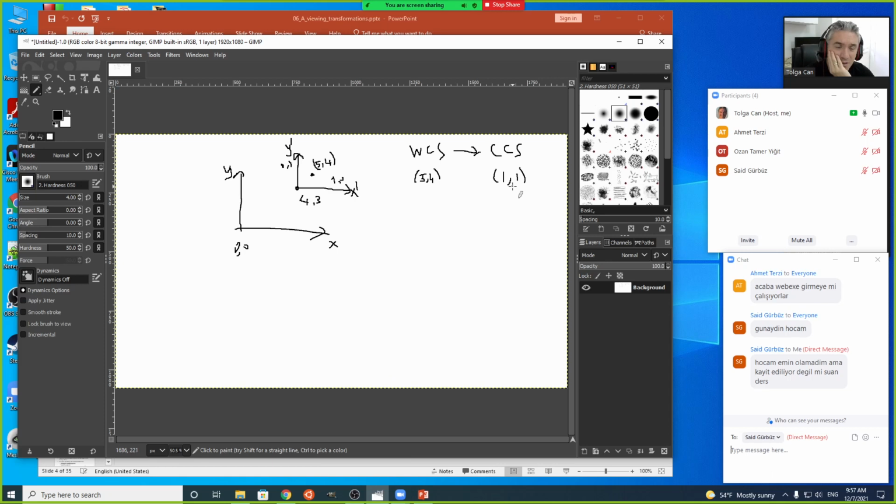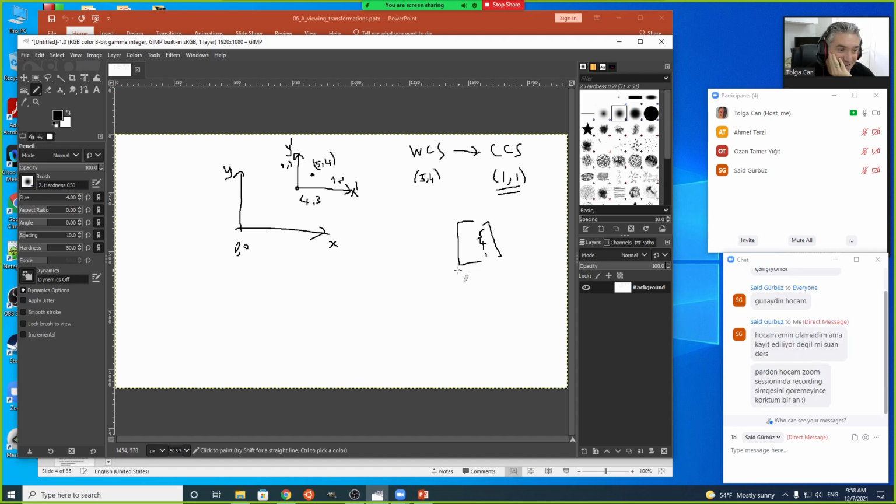So you see in the camera coordinate system, it's 1, 1, right? I told you that in order to find this 1, 1 without actually thinking, we are going to find the matrix such that when we multiply it with 5, 4, 1, we get our new coordinate 1, 1, 1. So the problem is clear, right?